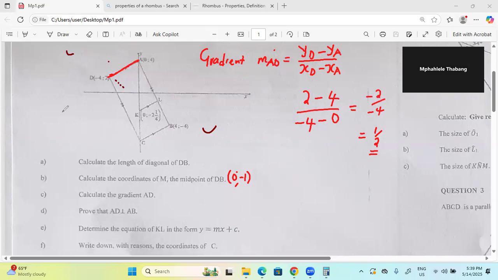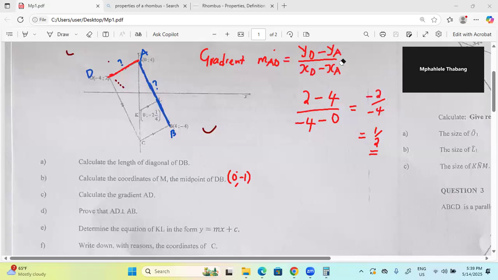Now on D, they are saying prove that AD is perpendicular to AB. So let me show you AB. So AB is this one. So they are saying, prove that these two lines are perpendicular. Prove that AD is perpendicular to AB. So prove that these two lines are perpendicular.